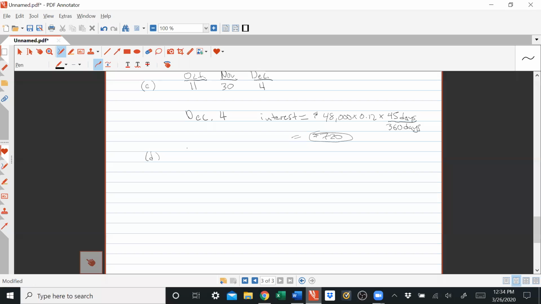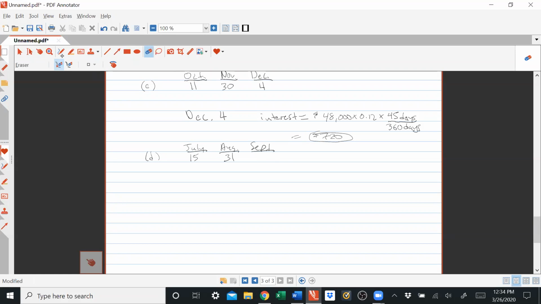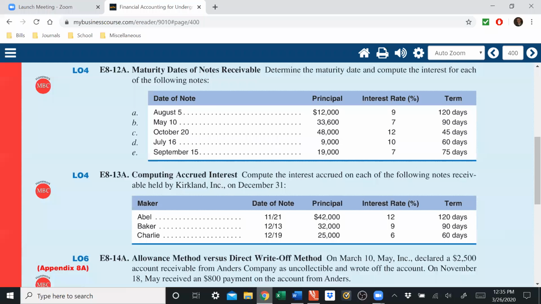The fourth note, July 16th. I think you guys got this now. So how many days left in July? July has 31. 31 minus 16 is 15. Then we have August, which has 31 days. We have September, which is 30 days. And how many days is this note? It's 60. Oh, so we don't need to go that far. 31 and 15 is already 46. So we need 14 days in September to get to 60, right? So September 14th is the maturity date.